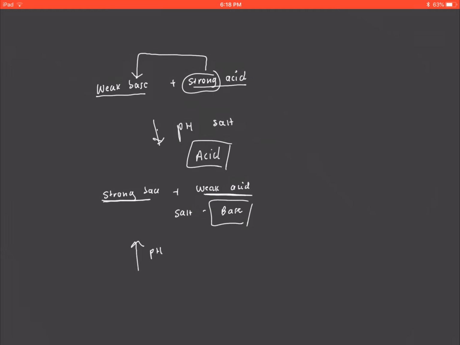So basically, a way to remember this is whichever reactant is strong, that is the classification of the salt. But if you have a strong base and a strong acid, which is the example we went over before on the previous slide, you're going to have a neutral salt.